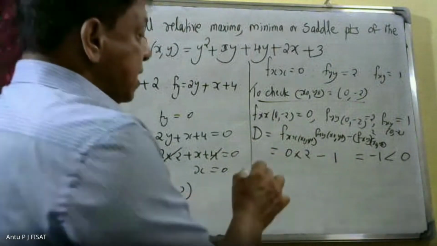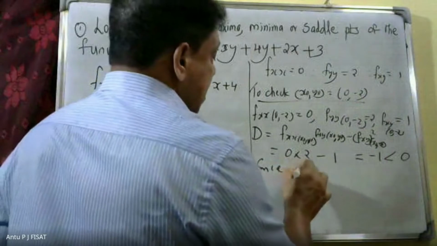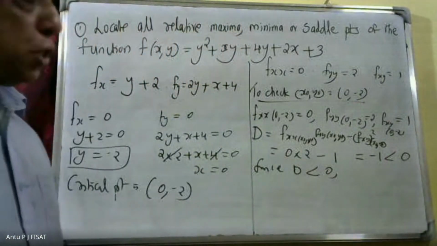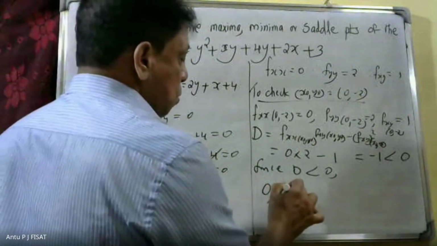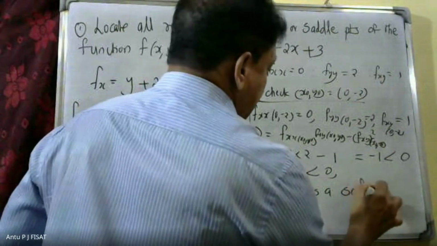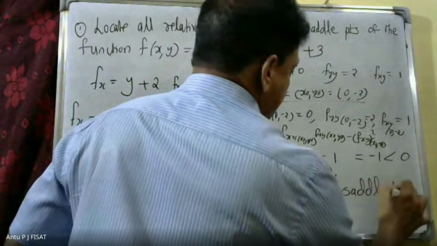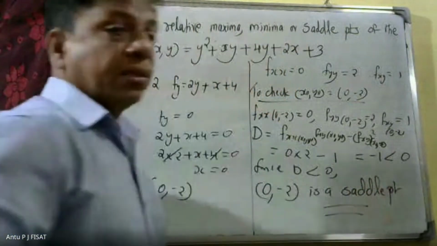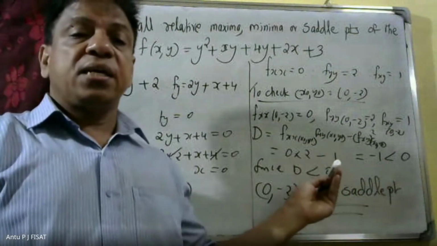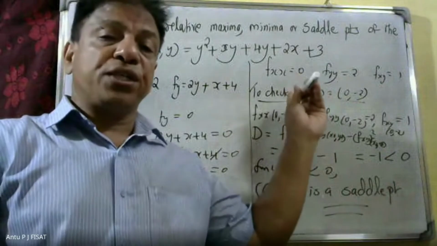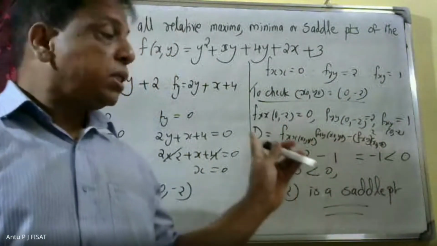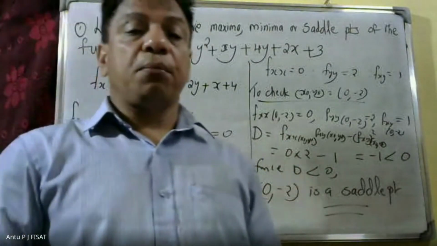Since D is less than 0, our conclusion is that the point (0, -2) is a saddle point. This is the procedure for finding the extrema of the given function. Here, the critical point is (0, -2). That (0, -2) is a saddle point.